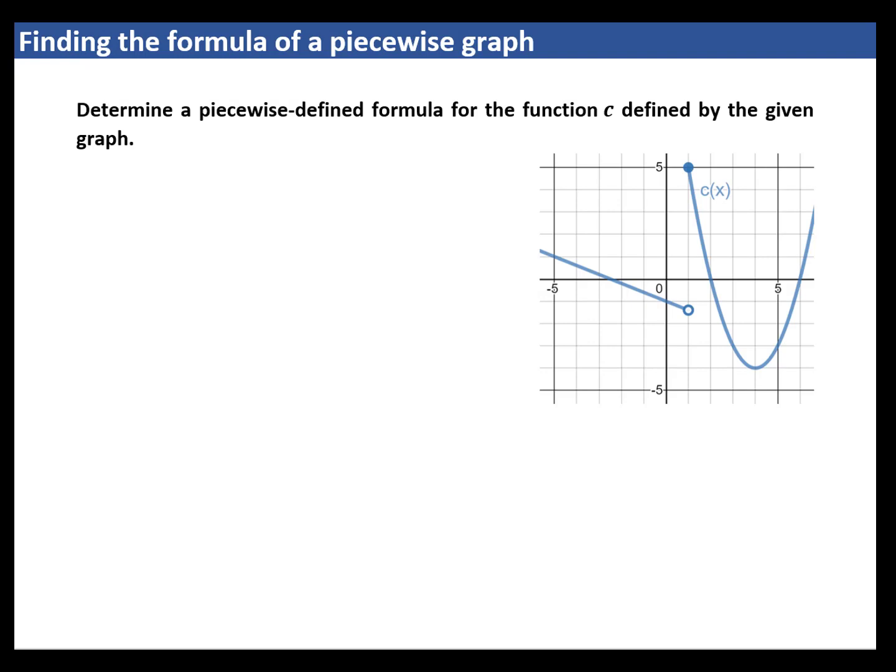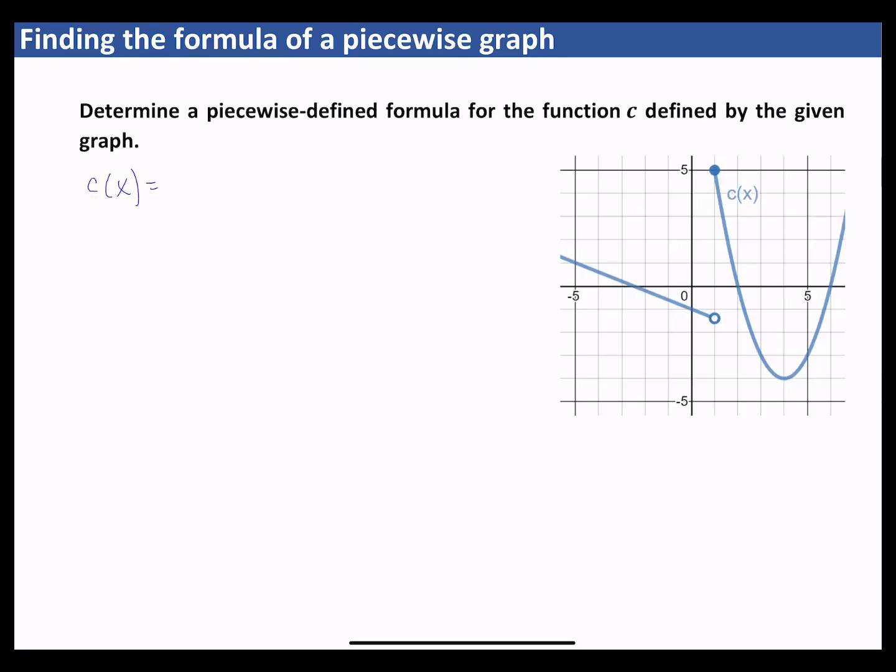Determine a piecewise defined formula for the function c defined by the given graph. Notice that the graph is made up of a linear function when x is less than 1 and a quadratic function when x is greater than or equal to 1. Using the bracket notation we saw earlier, we can start writing the formula for c of x by including the intervals for each piece of the graph. So this gives us c of x equals, then we'll have our brackets.